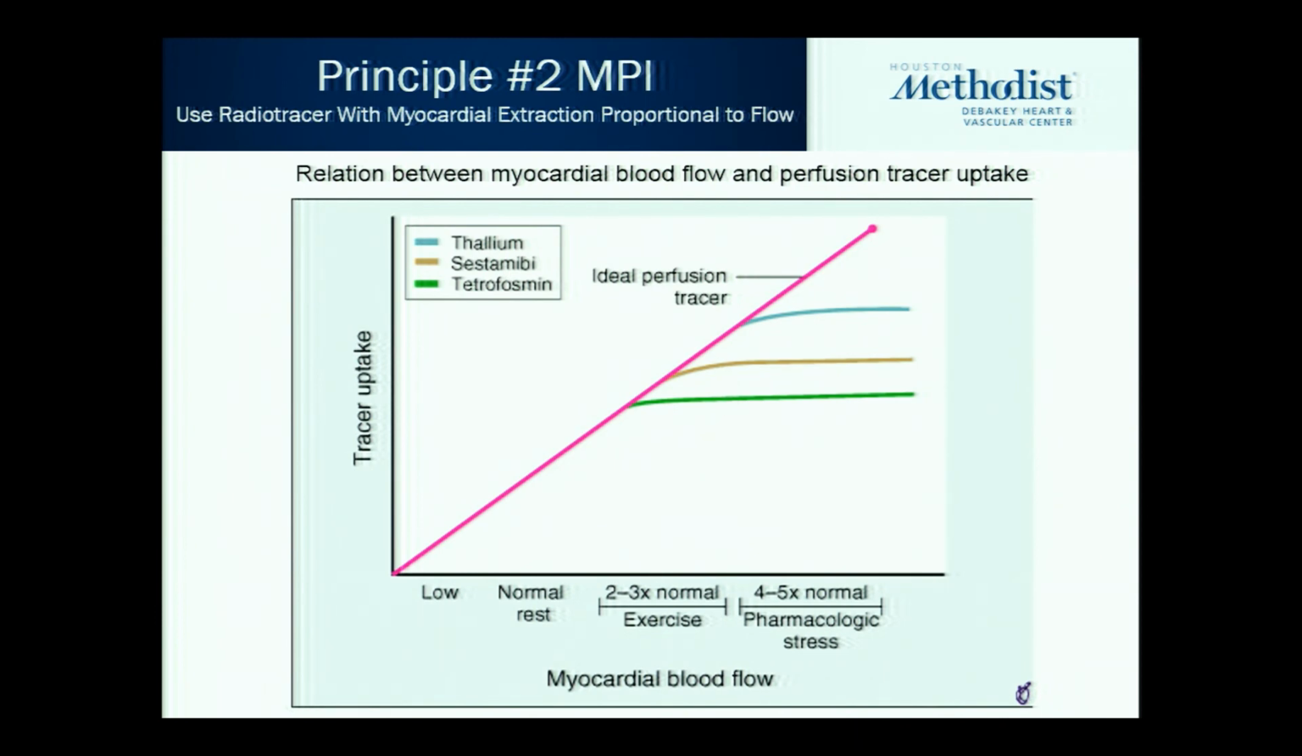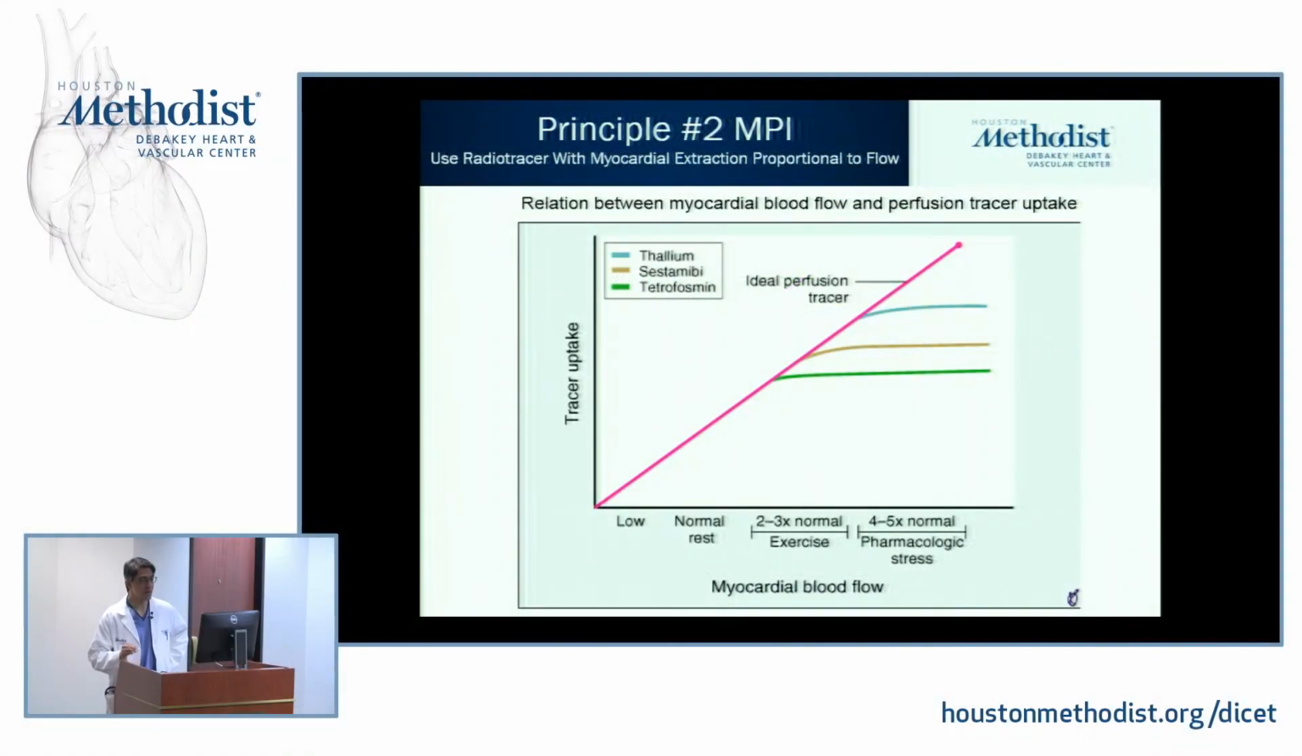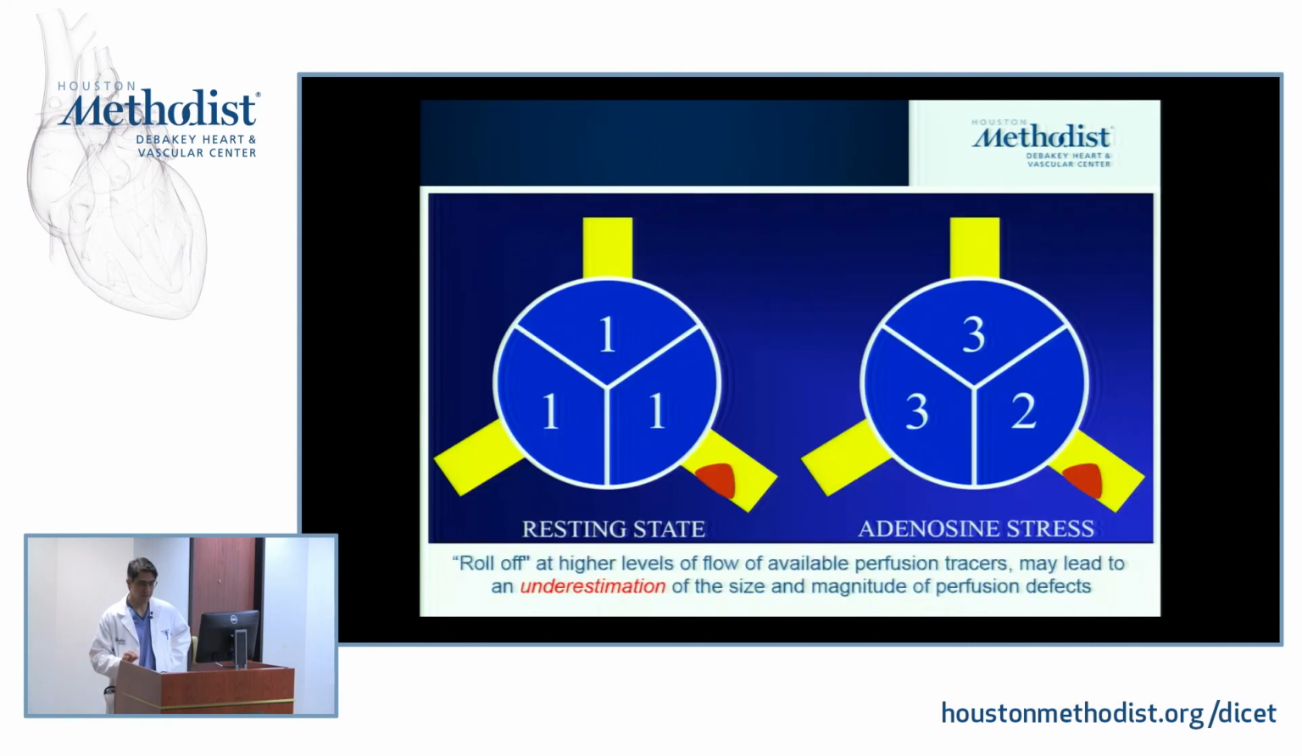Unfortunately, in real life, this does not happen. With the radiotracers available to us, at least the SPECT agents such as thallium and the technetium agents, there's a phenomenon called roll-off, where as flow increases, unfortunately, this leads to less radiotracer deposition. It's not in proportion to blood flow. So why is this potentially important? Well, hopefully this slide will explain that to us.